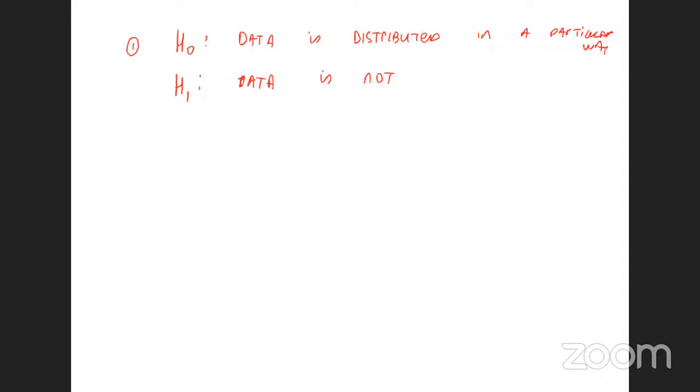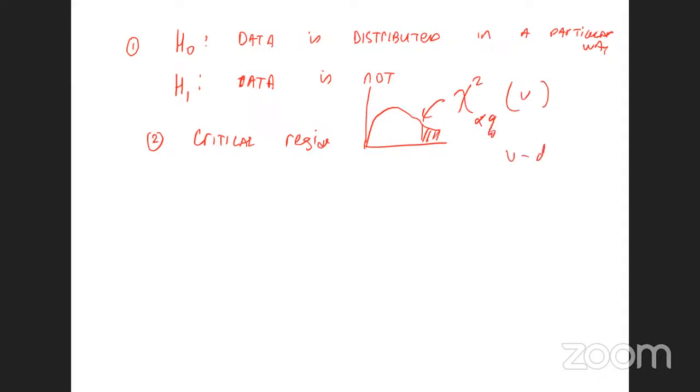is to get the critical region, right? The next step is to get the critical region. That's this thing I was showing you all a little while ago. That's this part here. We need to get this chi-squared value. So we need to get the significance level and the degrees of freedom, right? And I'll show you how to get the degrees of freedom in a little while.